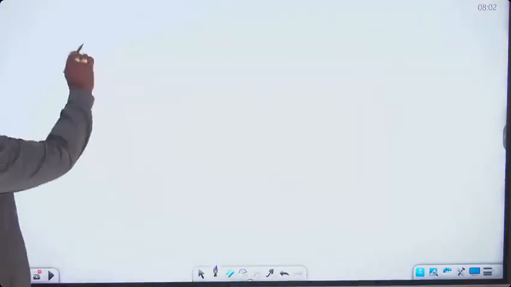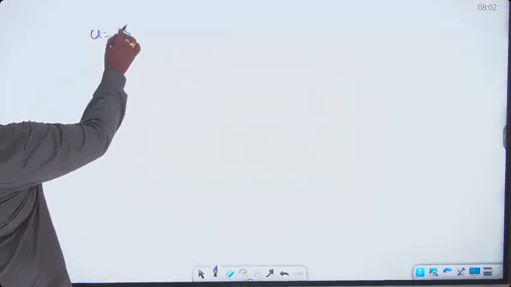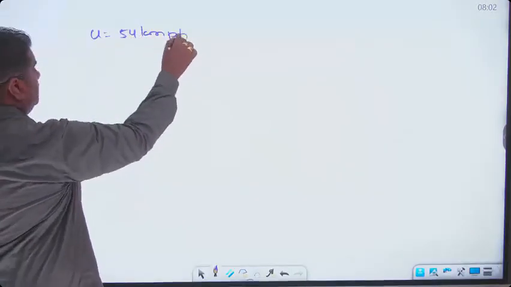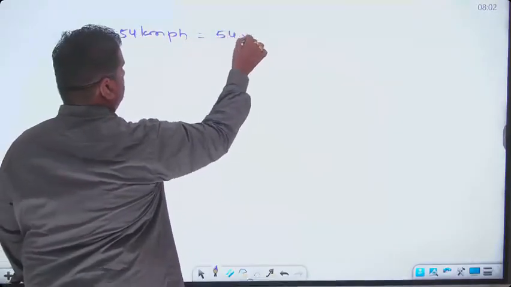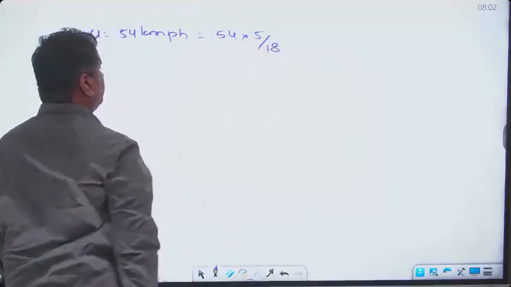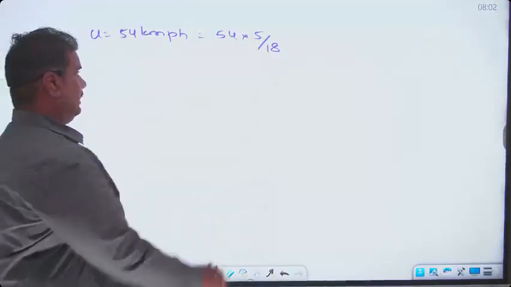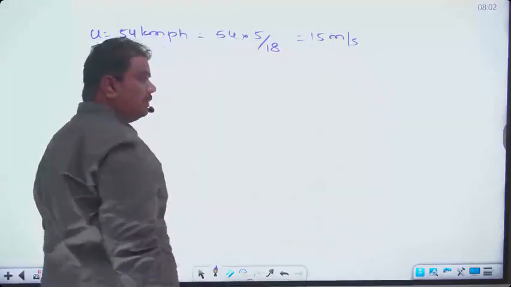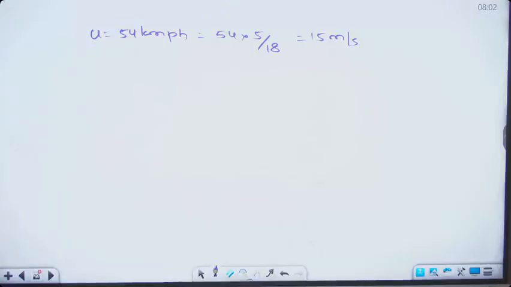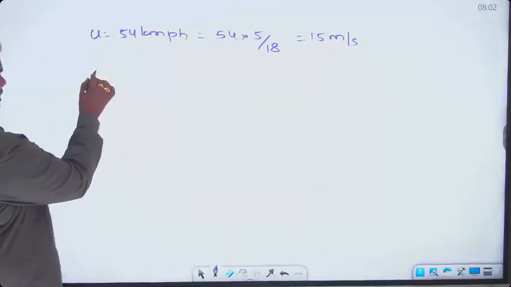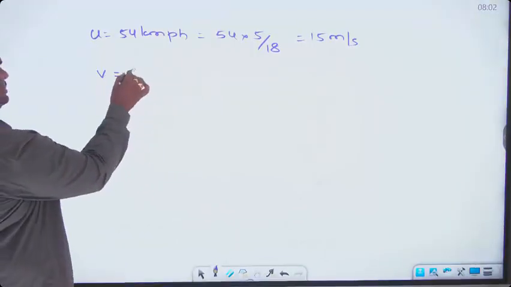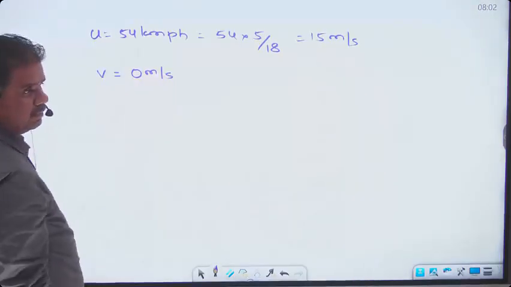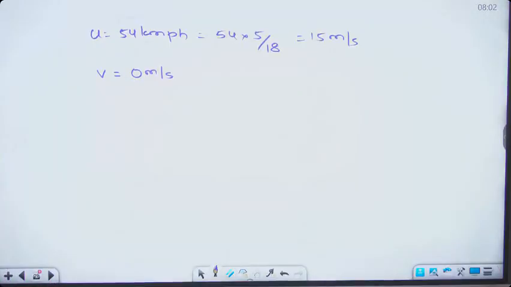So the object is traveling with a velocity of 54 kilometer per hour. Convert this into meter per second: 54 into 5 by 18, that is equal to 15 meters per second. Stopped by the application of brakes means the object has come to rest. So take the value of v to be equal to 0.